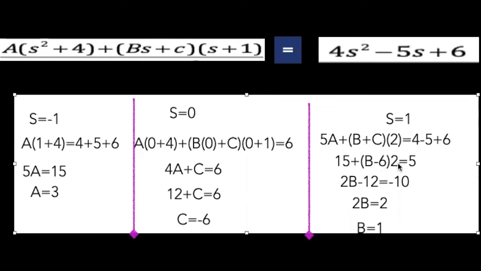Then we go ahead and expand the bracket. 2 times b, 2b, 2 times negative 6, negative 12. Carry the 15 over the equal sign. It becomes a negative 15. So you have 5 minus 15, that's negative 10. Then we go ahead and carry the negative 12 over the equal sign because it's coming from this. Negative 6 times 2, negative 12, 2 times b, 2b. So it becomes positive 12, so minus 10 plus 12, that's 2. Then divide both sides by 2, so b is equal to 1.